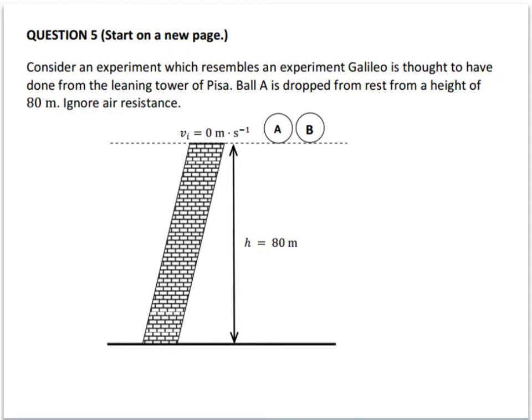In question 5, we're again looking at vertical projectile motion, where two balls, A and B, move vertically in the presence of the Earth's gravitational field towards the ground. To start off with, we're told that A is dropped from rest from a height of 80 meters. That means the initial velocity of object A is going to be 0 meters per second, and the total displacement it will undergo is going to be this 80 meters.